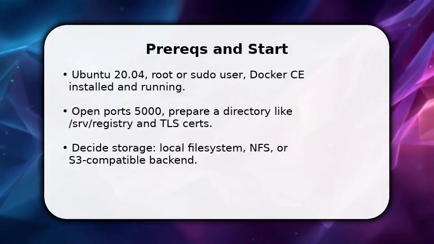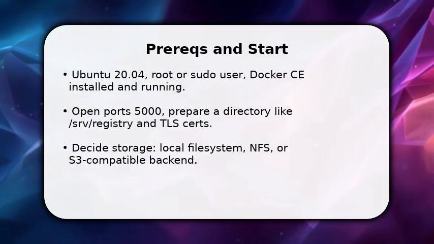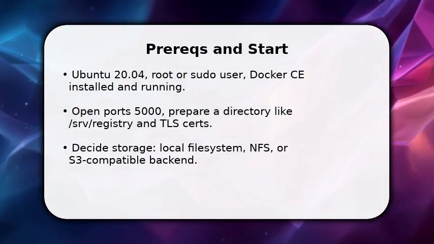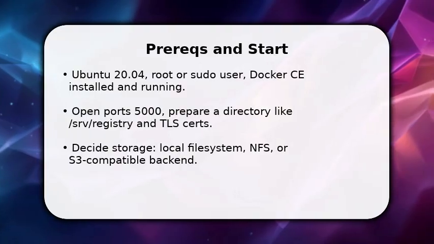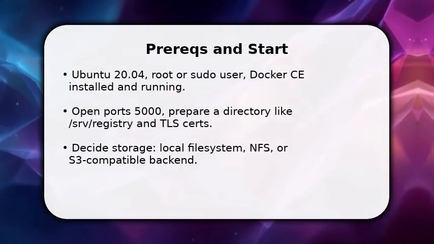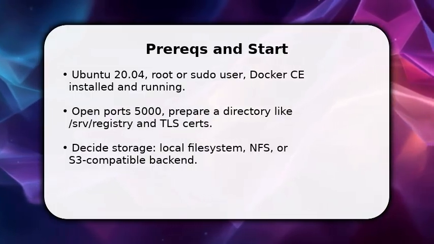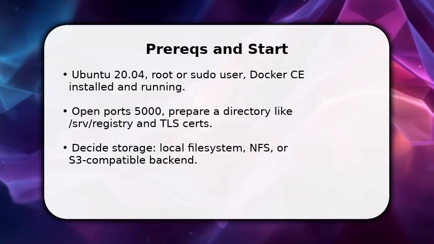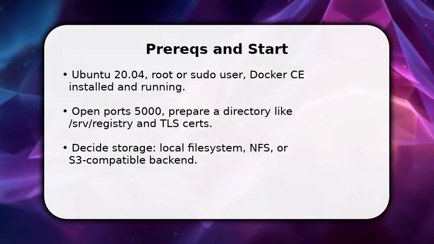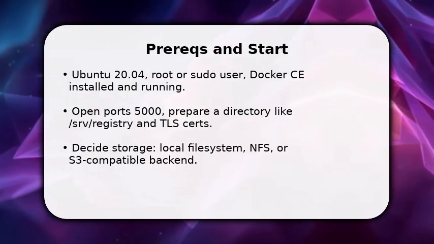You start by confirming prerequisites. Ubuntu 20.04 with Docker CE and a sudo user. Once done, create /srv/registry and generate TLS certs for secure communication. Insecure registries invite problems. Make sure port 5000 is free and firewall rules allow access.